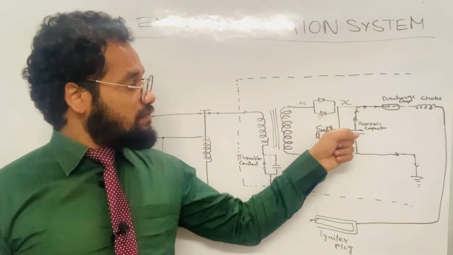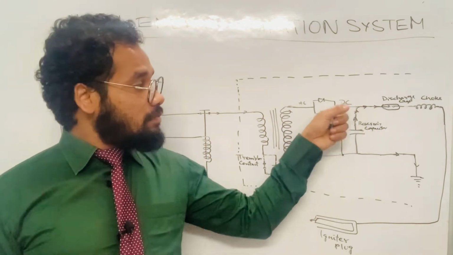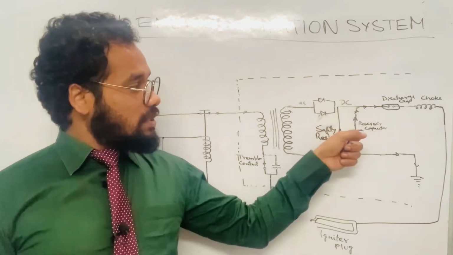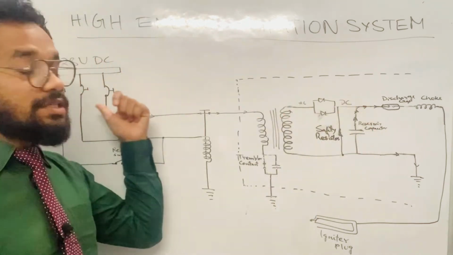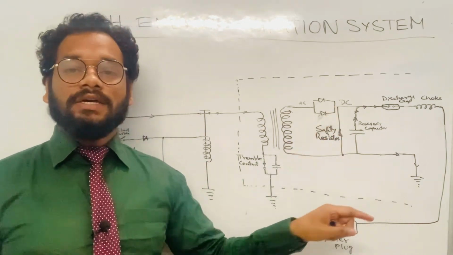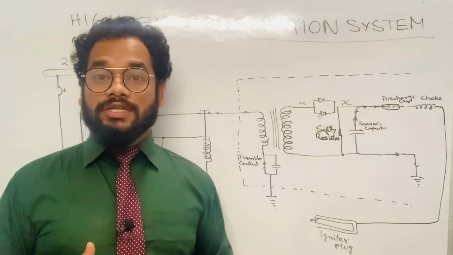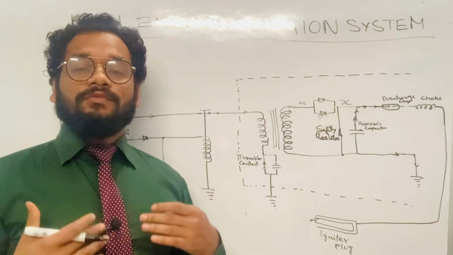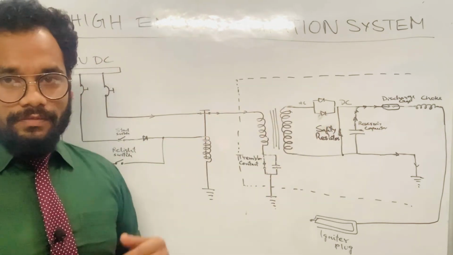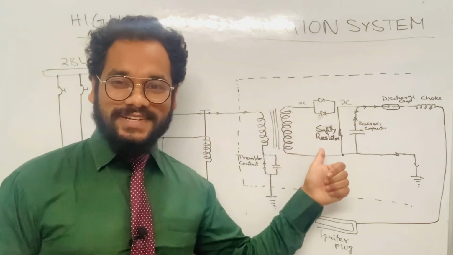The purpose of this safety resistor is to provide a grounding path to the residual voltage which is stored in the capacitor when the ignition system has been turned off. So it discharges by means of this path, and hence there is no residual or potentially lethal voltage in the reservoir capacitor when the system is switched off. So thanks to the safety resistors.